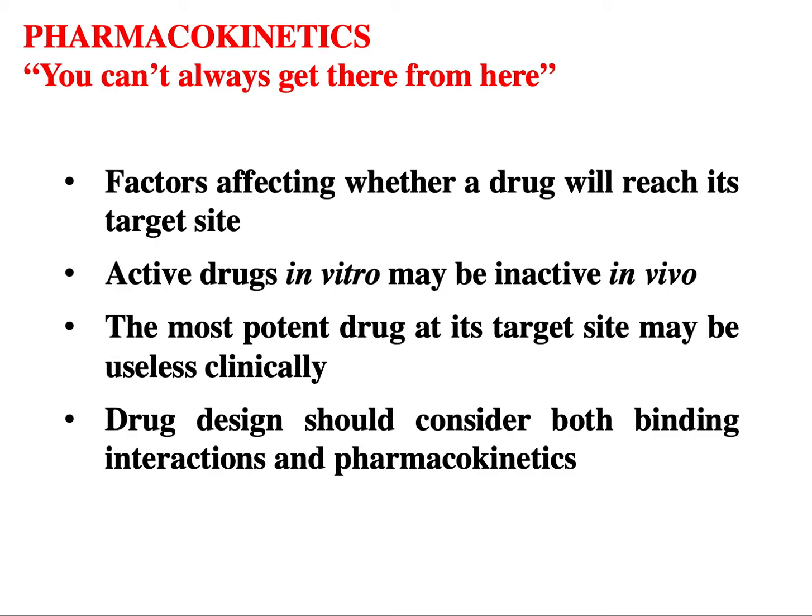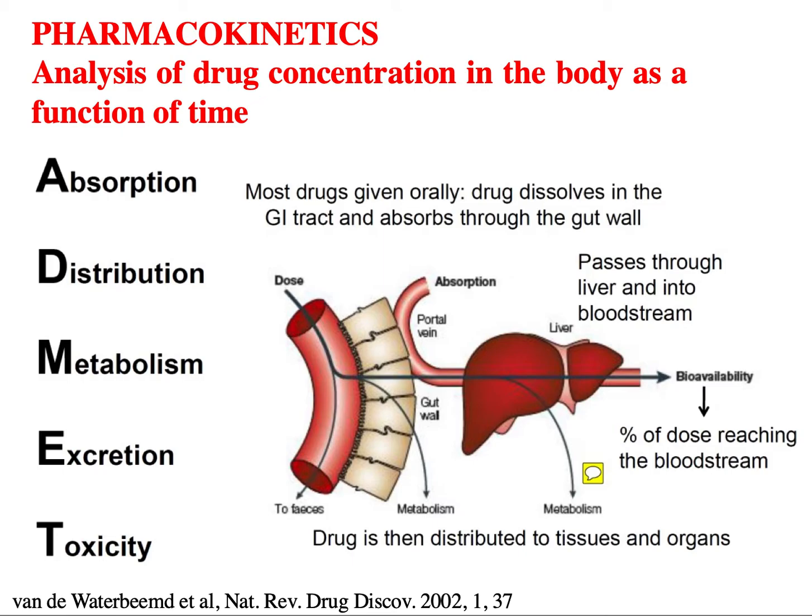Okay, and so like we've talked about all through the class, there are factors that affect whether a drug's going to reach its target site. And active drugs in vitro may be inactive in vivo. So this is, again, taking into account the patient. So we're thinking a lot about the patient here. What we're analyzing in pharmacokinetics is the concentration of the drug in the body as a function of time. So that's what the kinetics mean, right?